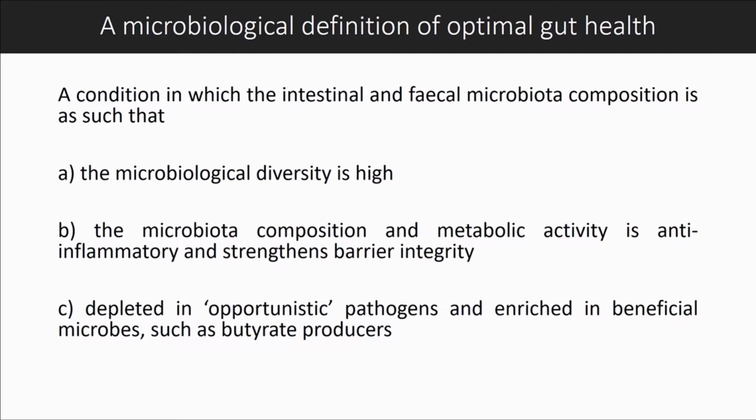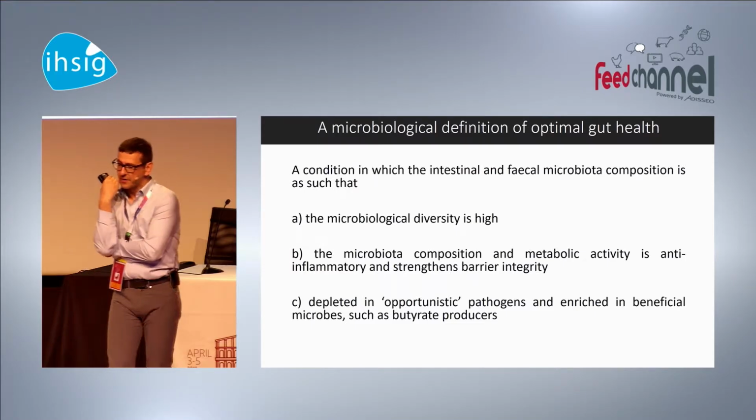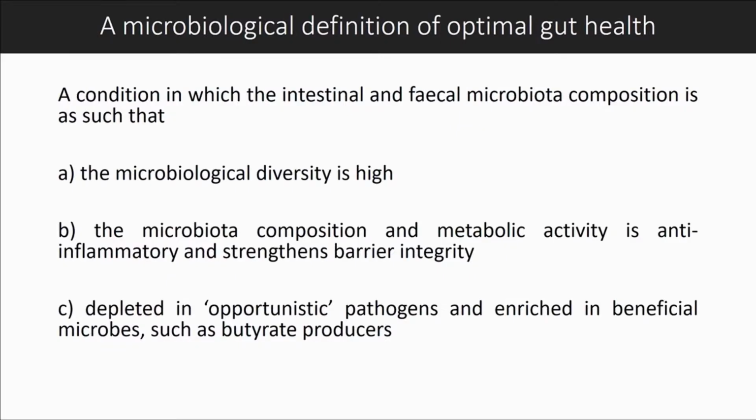So, just a third definition of gut health, okay? And this is a microbiological definition saying that if the microbiological diversity is high, this really is related to intestinal health. And of course, it should be a microbial composition that produces metabolites that are basically anti-inflammatory and not pro-inflammatory. That's a very vague definition. I will come back to this in a few slides.